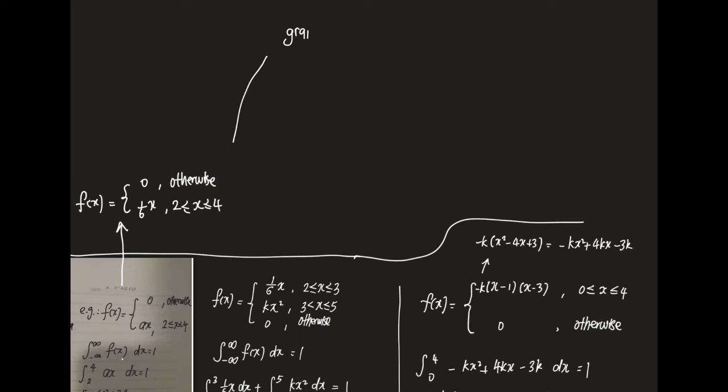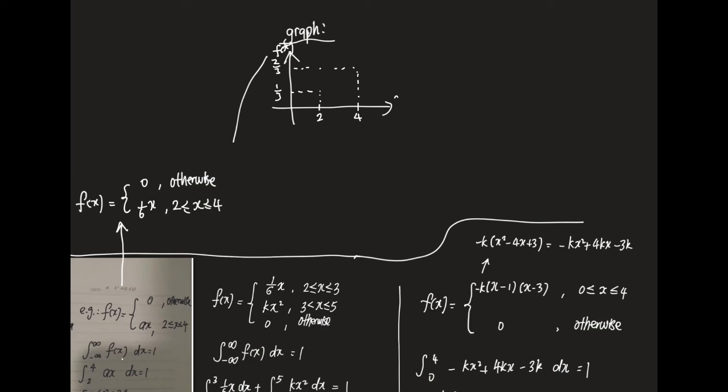This graph is easy to sketch, just a straight line graph. You see x is power 1, linear graph, straight line. So I put 2 inside, I get 2/6, which is 1/3. Now I put 4 inside, 4/6, which is 2/3. Straight line graph.